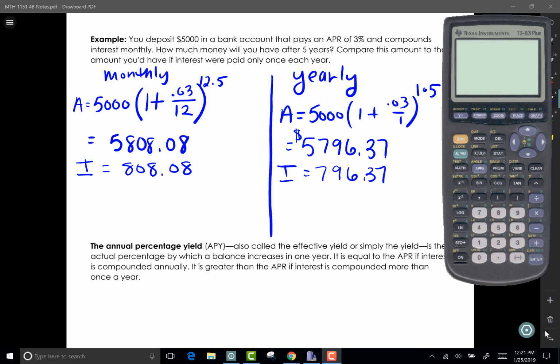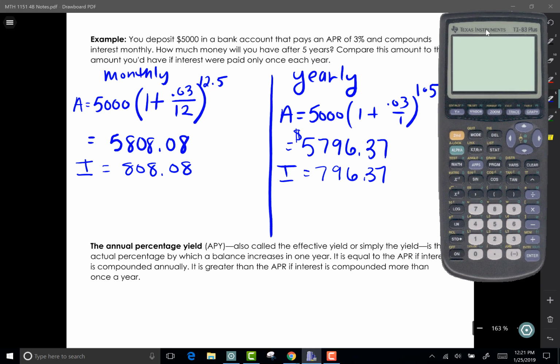Okay, now that I showed you how to use the formula by hand, I want to show you an app that you have on your calculator that you can use to make sure you got the right answer. So what you want to do is hit the button. It's 2 buttons above your comma. It says apps. Hit the apps button. And then the first option should say finance. We're going to choose finance and hit enter.